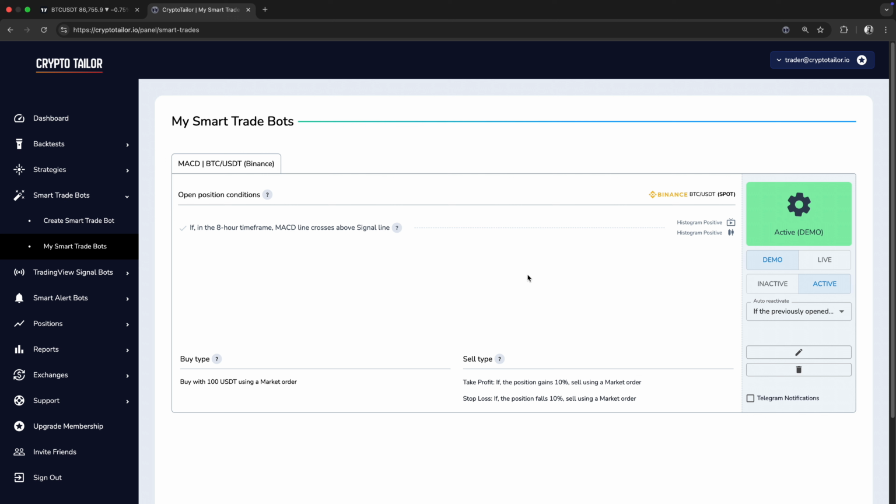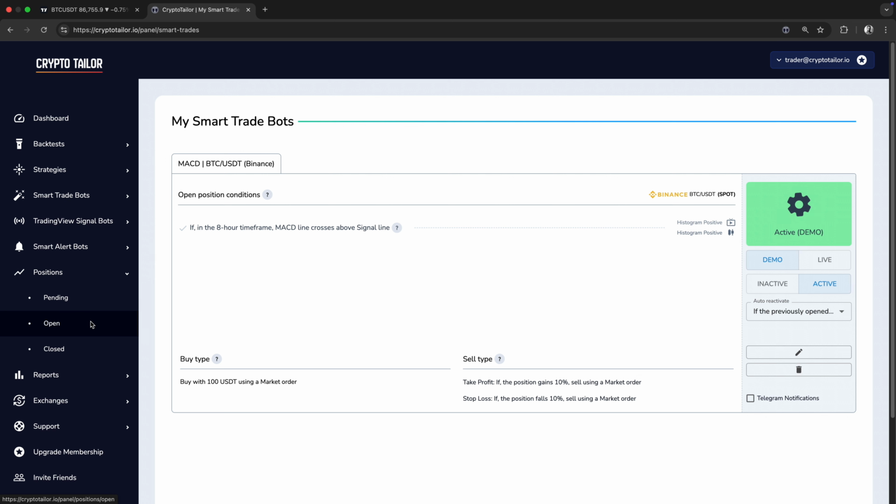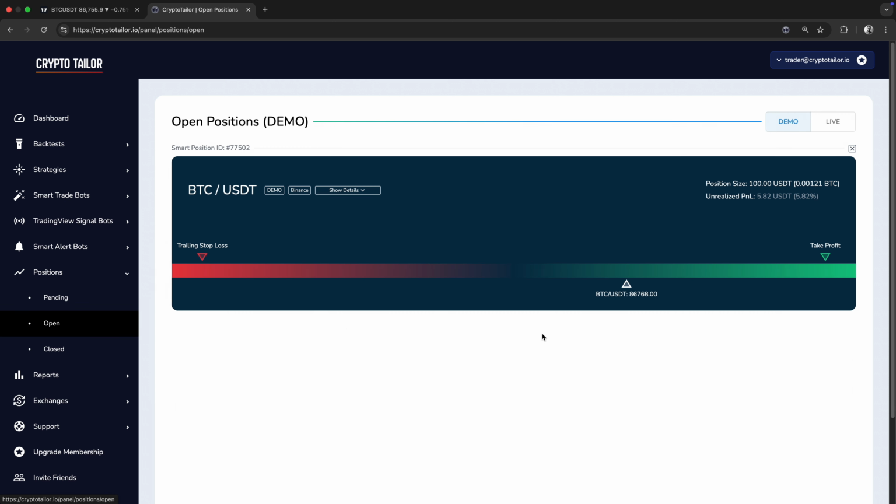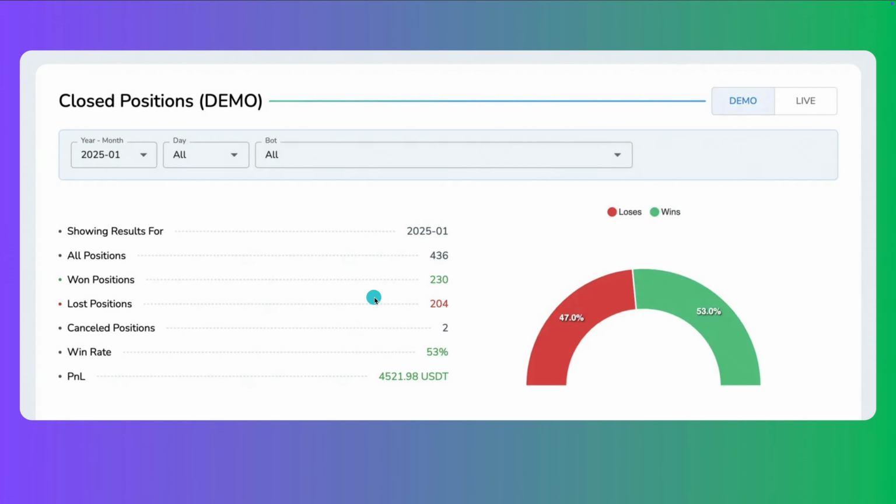After a position is opened, you can monitor it live in the Open Positions menu. Once your strategy's sell conditions are met, or the position reaches its take profit or stop loss levels, the platform will automatically close the position for you. You can then review the strategy's historical performance in detail within the Closed Positions menu, which provides comprehensive statistics including the total number of trades executed, the number of winning or losing positions, win rate, and overall profit or loss.